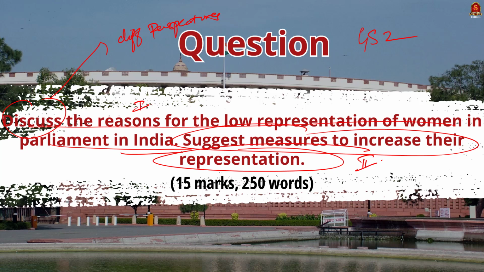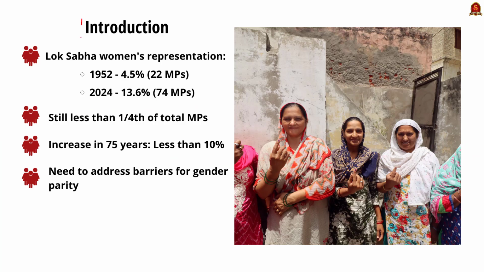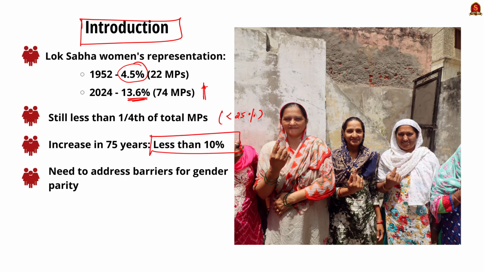Moving on to the intro part. Here, you can write the data from today's data point. The representation of women in the Lok Sabha has steadily increased from 4.5%, that is 22 MPs out of 489 in 1952, to 13.6% in the 2024 Lok Sabha. But still, they do not constitute even one-fourth of the membership of the Lok Sabha. And in the last 75 years of independence, women's representation in the Lok Sabha has not even increased by 10%. All these factors reflect the significant barriers that continue to impede greater gender parity in political representation.